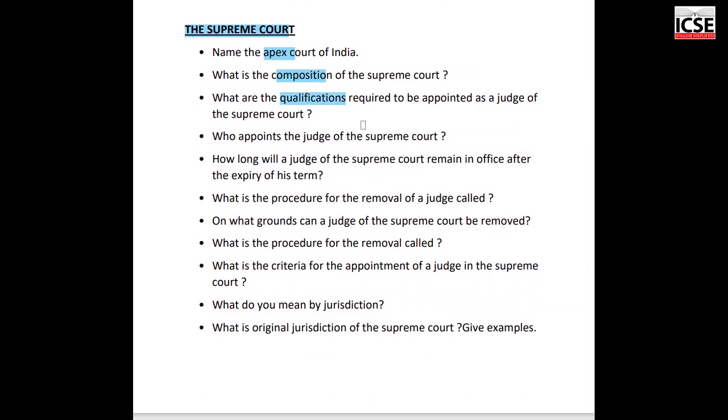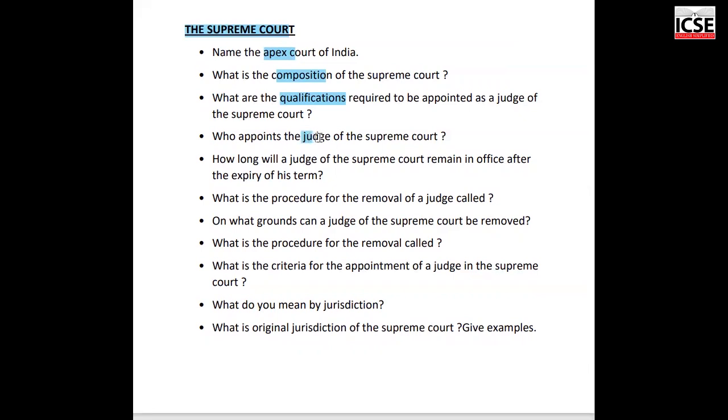What are the qualifications required? Please write both the duration and the designation. Means if he has to be a judge of a high court for 5 years or an advocate of a high court for 10 years. So both those segments are important when you want the answer to be correct.